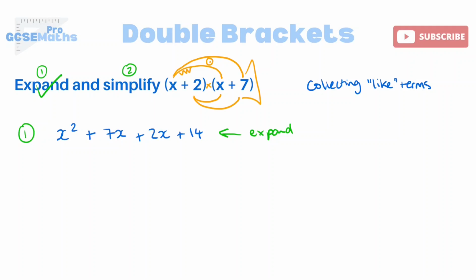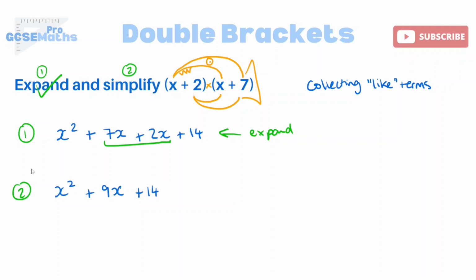In this case, you can see the only like terms we have are these middle two. We've got a 7x and a 2x. Those are like terms. So in this case, I can actually add them together. So my simplifying line is going to be still x squared because there aren't any other x squareds to change that. But then I've got 7x plus 2x, which is plus 9x. And finally, I've still got the plus 14 because, again, that's a whole number on its own. I don't have any other whole numbers on their own. I don't have any other like terms for the 14.